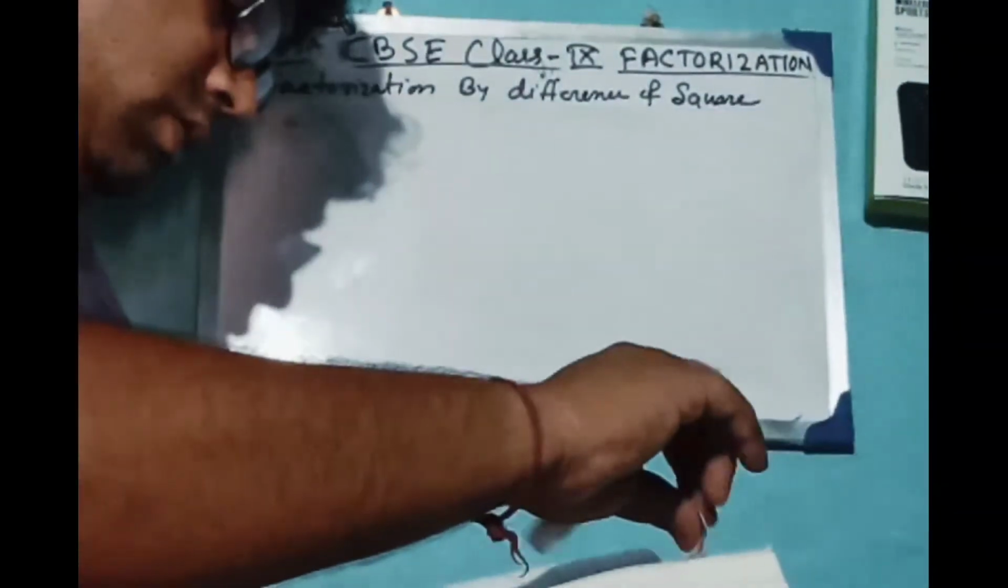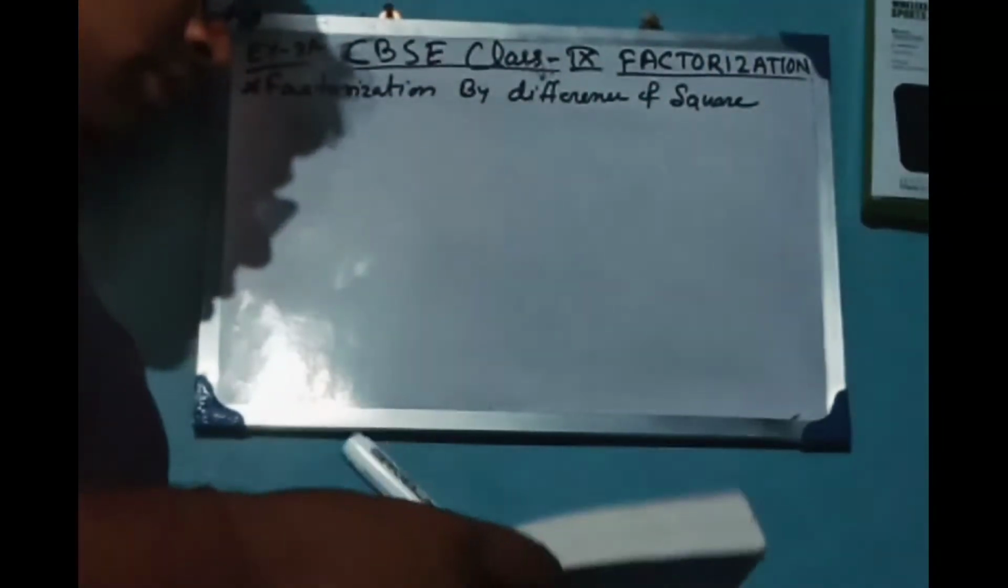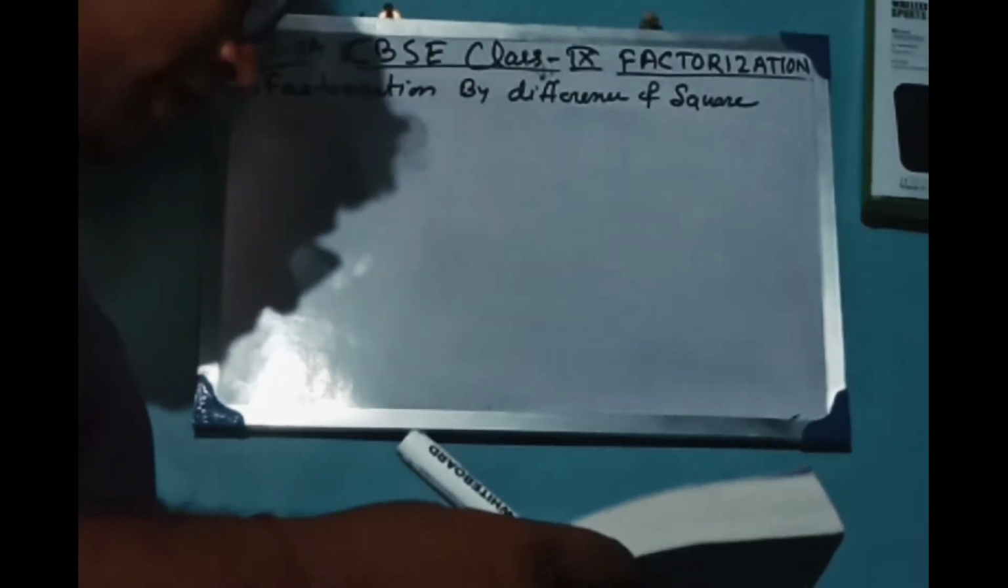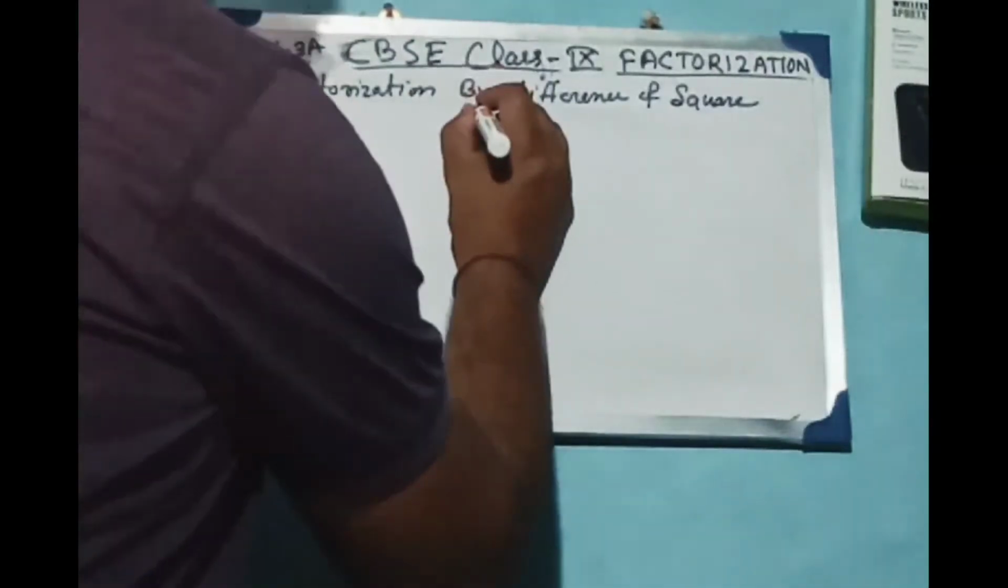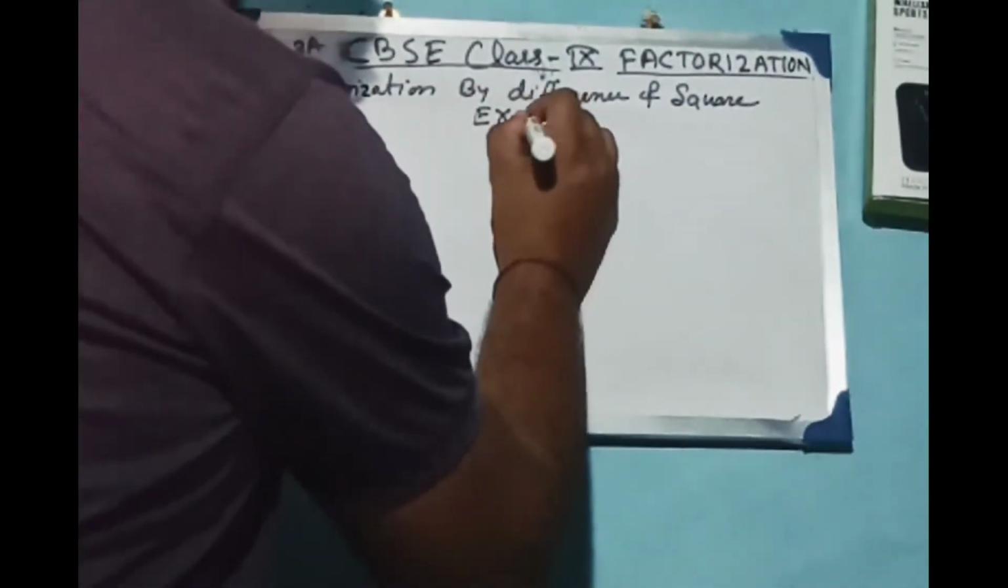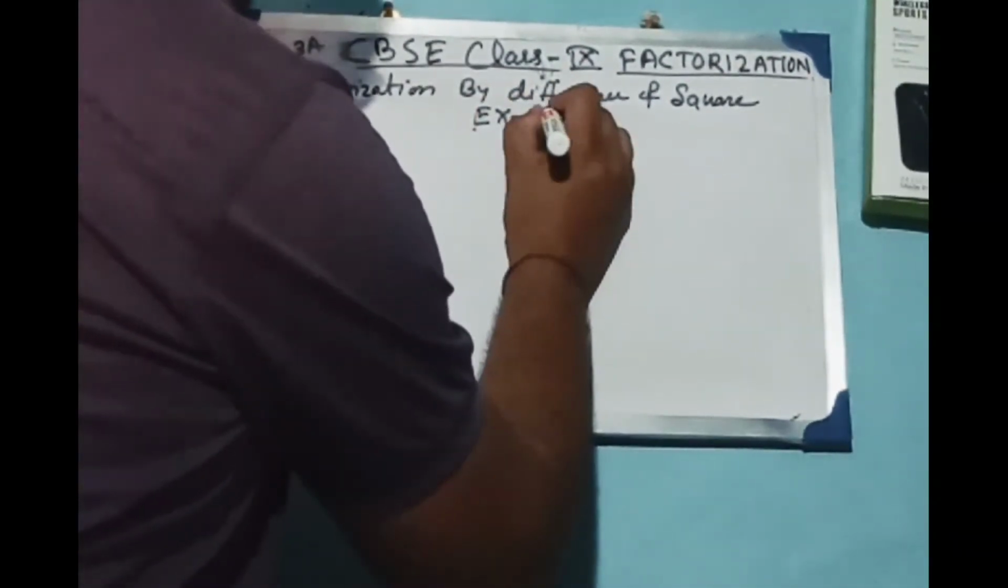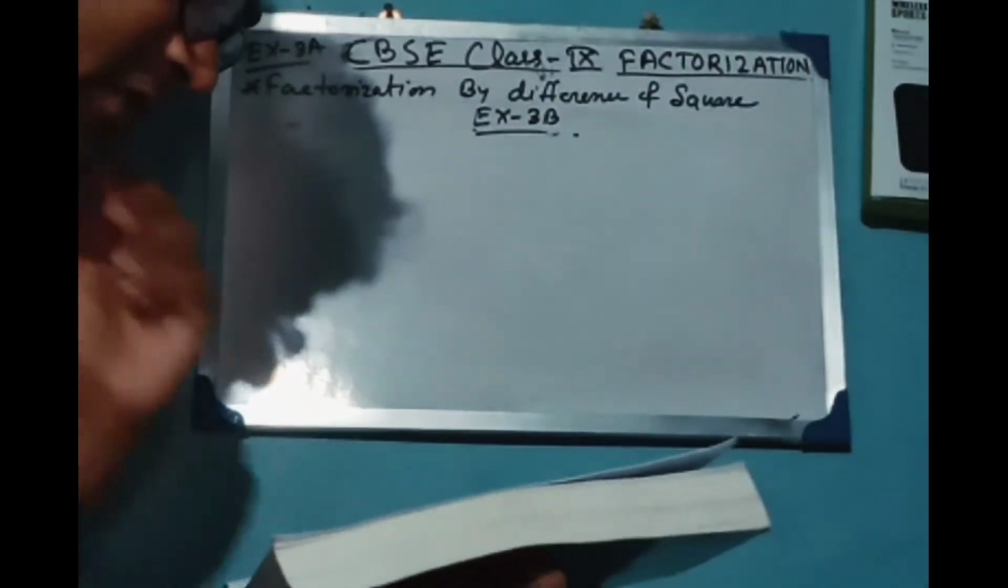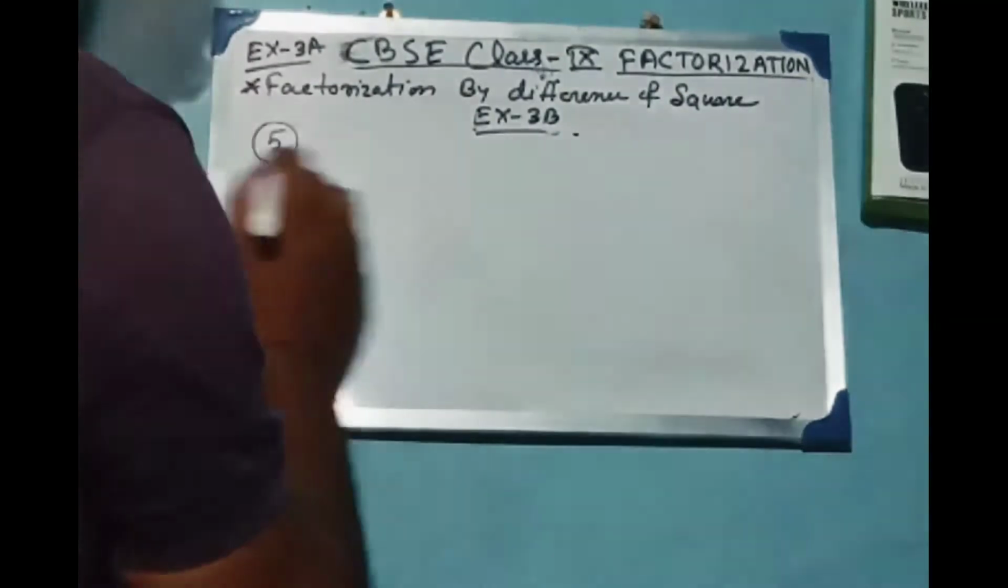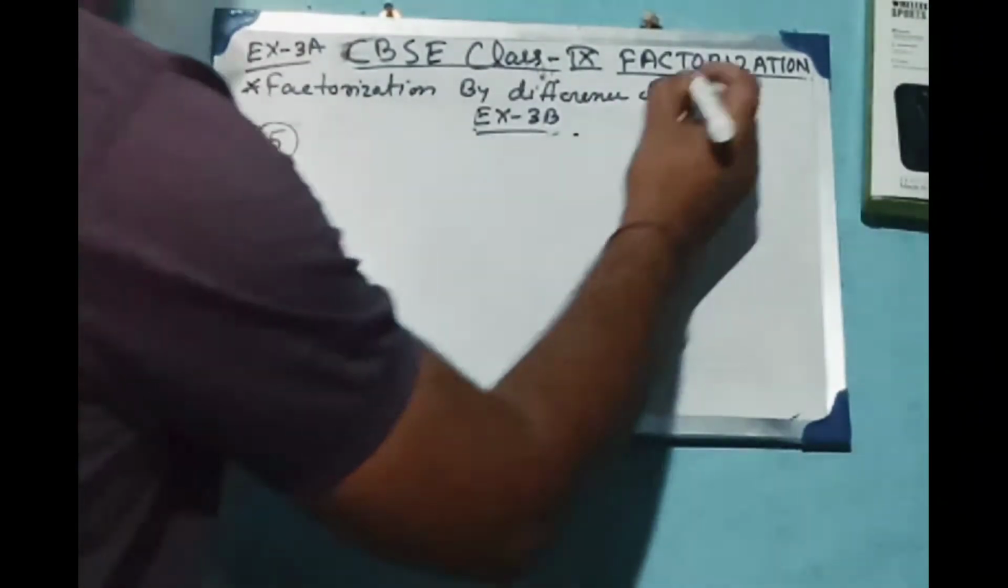Now let us come to the exercise. Without delaying the time, here various types of examples are given. Let's come to the exercise, Exercise 3b, EX3b of R.S. Agarwal. I'm starting from question number 5.